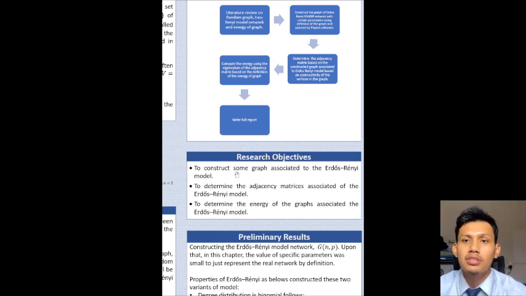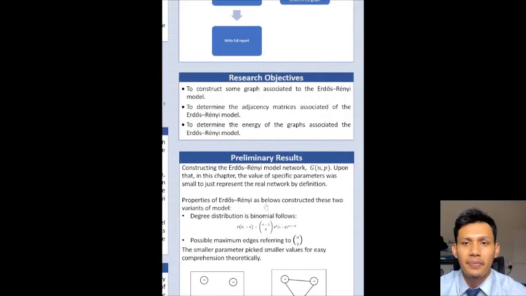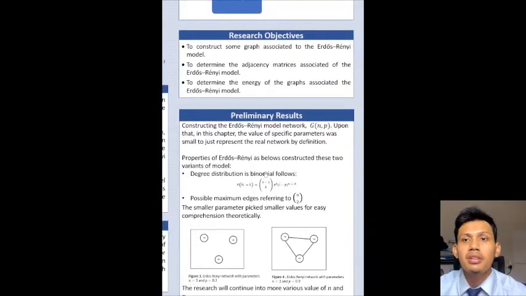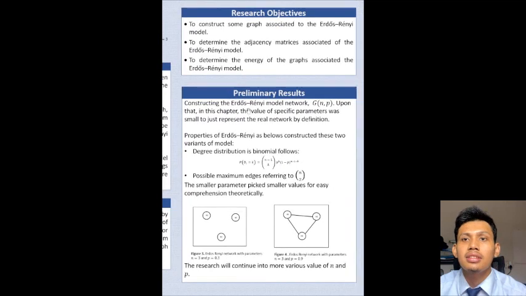The first one is to construct some graphs, to determine the adjacency matrices, and to determine the energy of the graph. The next one is the preliminary result. Constructing the Erdős-Rényi model network G(n,p).